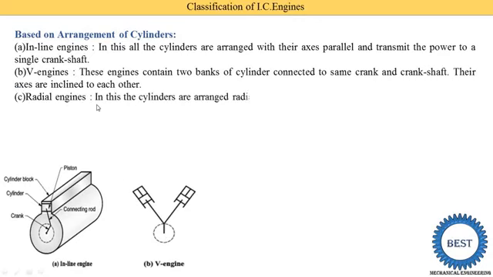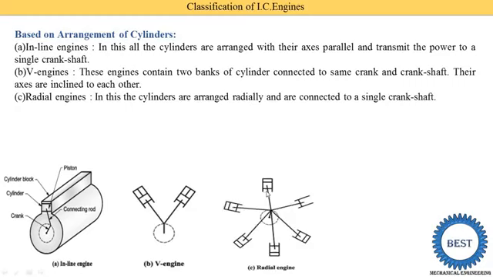Next is the radial engine. In this, cylinders are arranged radially and are connected to a single crankshaft. So here is the figure. This is one single crank, these are multiple connecting rods, and these are all the cylinder and piston arrangements. So all the cylinders are arranged radially, meaning in a circular pattern.